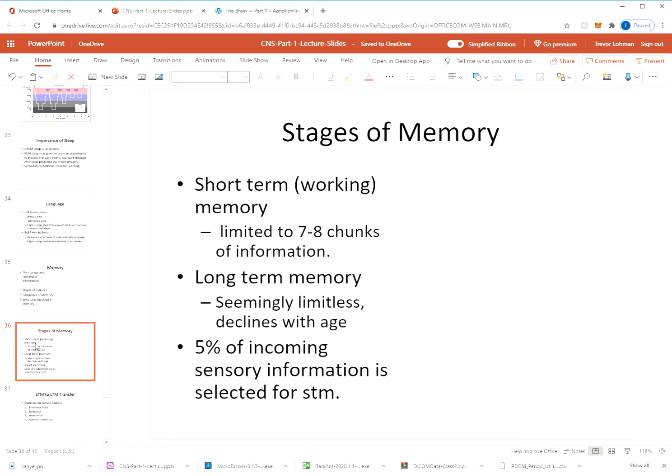Long-term memory, on the other hand, doesn't seem to have a limit, but it does decline with age. So you do forget things as you age, and it's more difficult to convert short-term to long-term memory as you age.